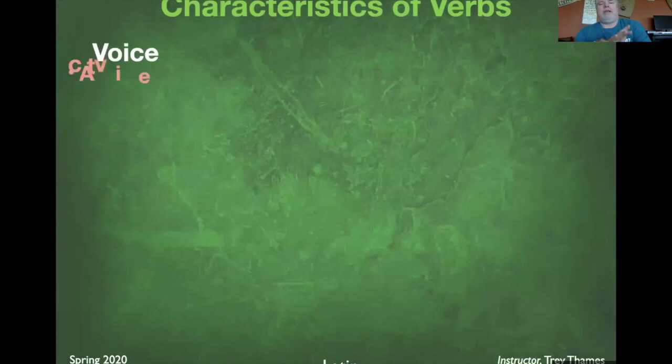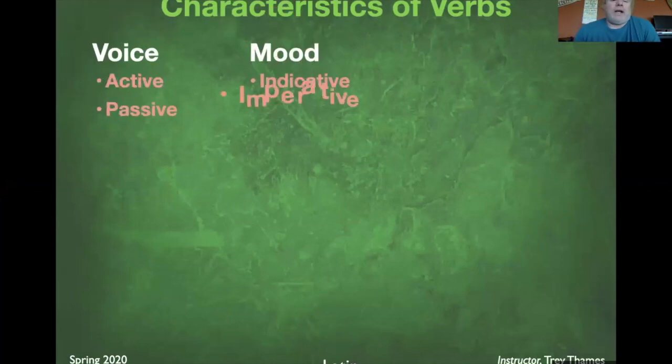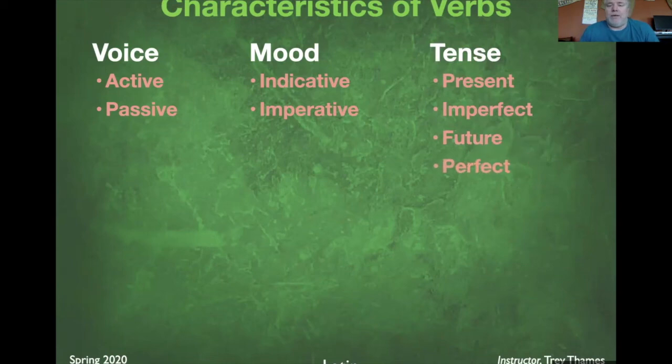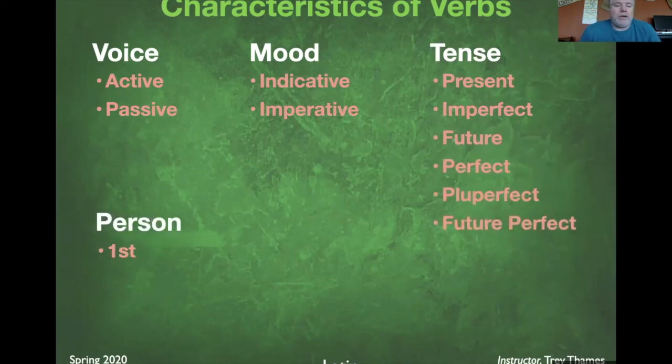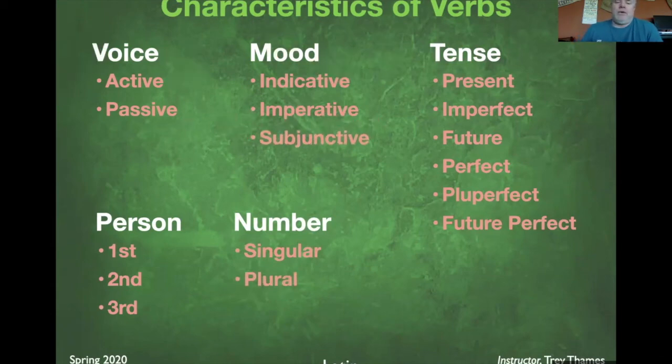If you remember, we looked at the characteristics of verbs. Last week we reviewed them. We've learned these over the last couple of years: voice, active and passive, mood, indicative, imperative, all six tenses: present, imperfect, future, perfect, pluperfect, and future perfect. We've learned person, first, second, and third, as well as number, singular and plural. And then last week we introduced a new mood. It was the subjunctive mood.